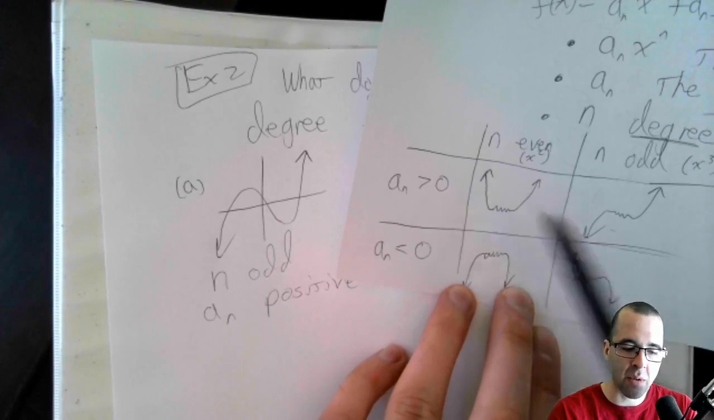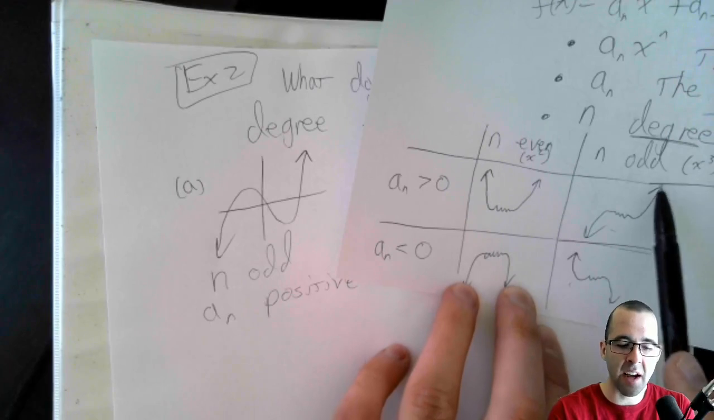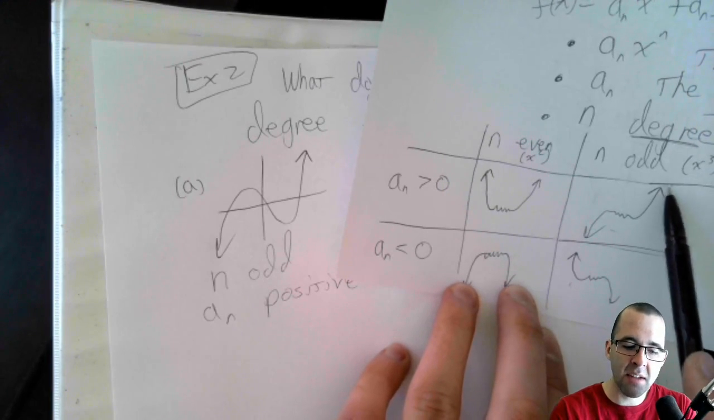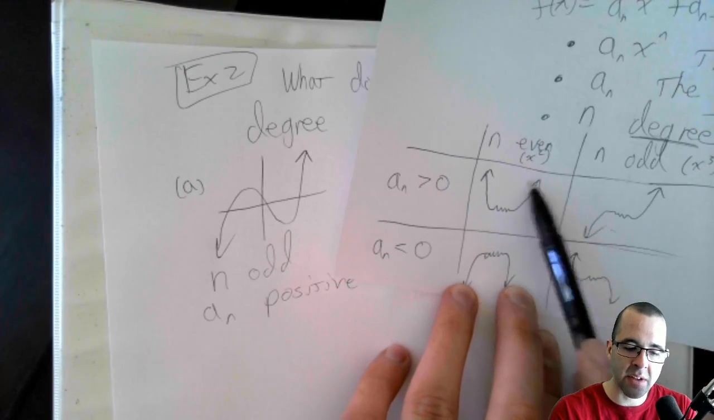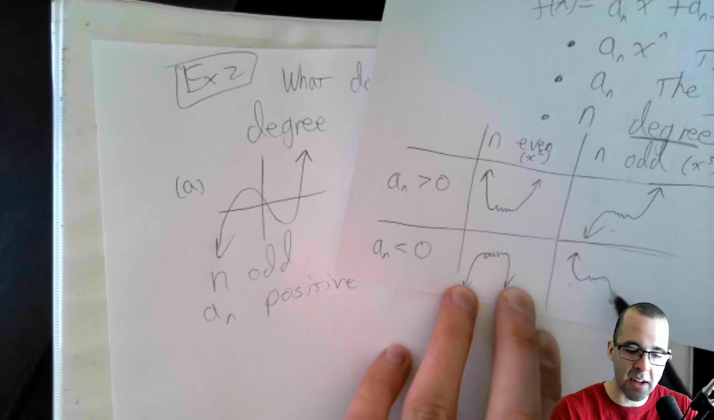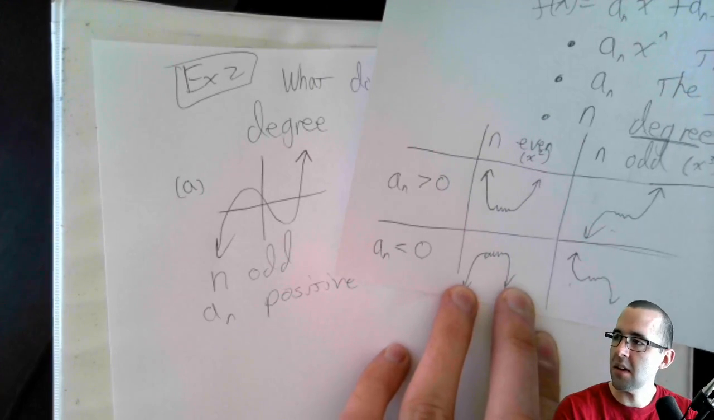To know whether it's positive or negative, you can look at the sign on the right. If it's positive, notice that the right is always up. If it's negative, notice the right is always down. Okay.